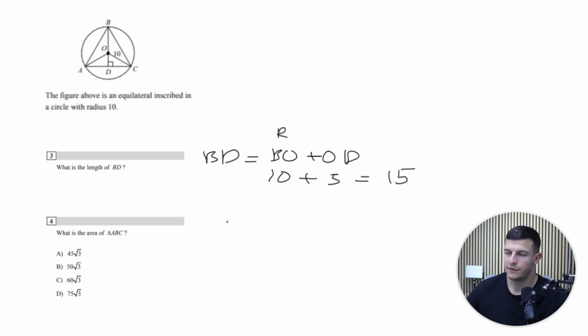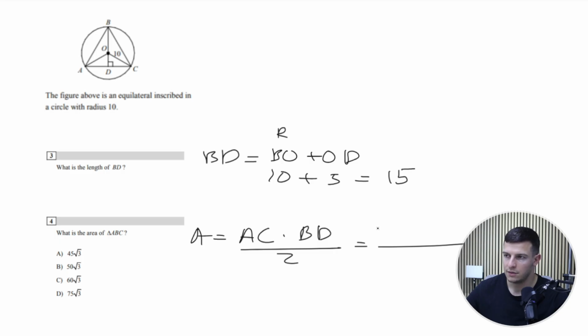What is the area of triangle ABC? Area of a triangle is equal to base, which is AC, times height, which is BD, divided by 2. So what's AC? We don't know what AC is actually. We might need to find that separately. But we know what BD is. AC, how can we find AC? Actually, we do know what AC is, sort of.